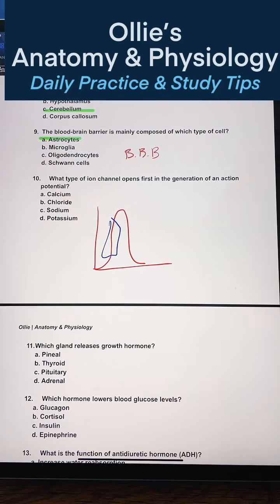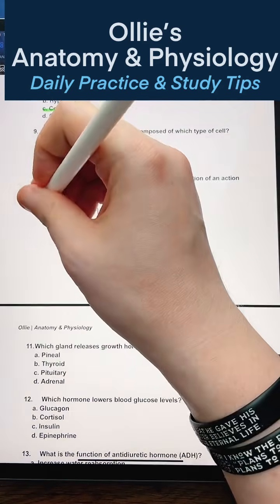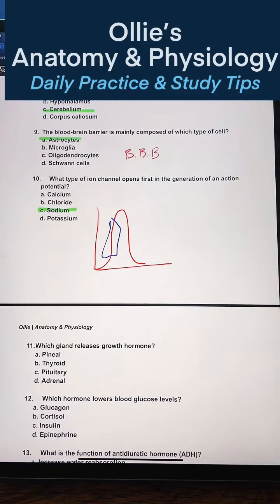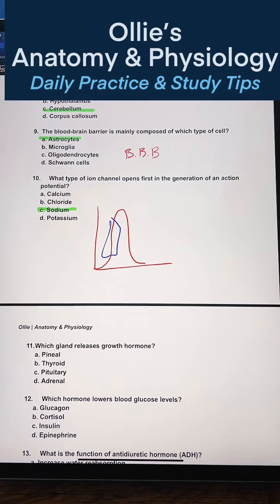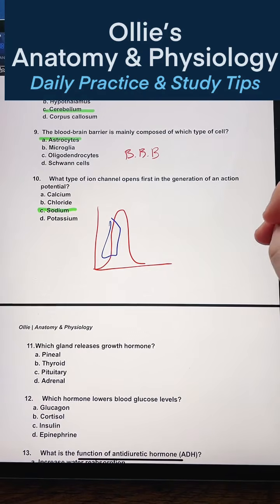We're on number 10. Which type of ion channel opens first in the generation of an action potential? The answer is C. It is sodium. Voltage-gated sodium channels open, allowing for sodium to enter the inside of the cell, making it more positive, causing depolarization. Calcium is more relevant at synapses. The chloride is typically pretty inhibitory. Potassium, again, is going to repolarize the membrane there.